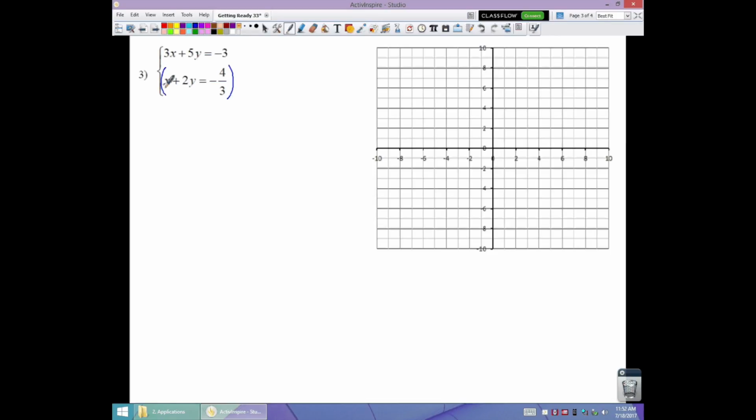This time I'll just go with whatever looks simplest. And that is, if I multiply this bottom equation by negative 3, it's actually going to make opposites for x, which is my intention. And just out of pure luck, it's going to get this fraction out of there also. So negative 3 times x is negative 3x. Negative 3 times 2y is negative 6y. Negative 3 times negative 4/3. Well, negative times negative is positive. And 3 times 4/3 is positive 4.